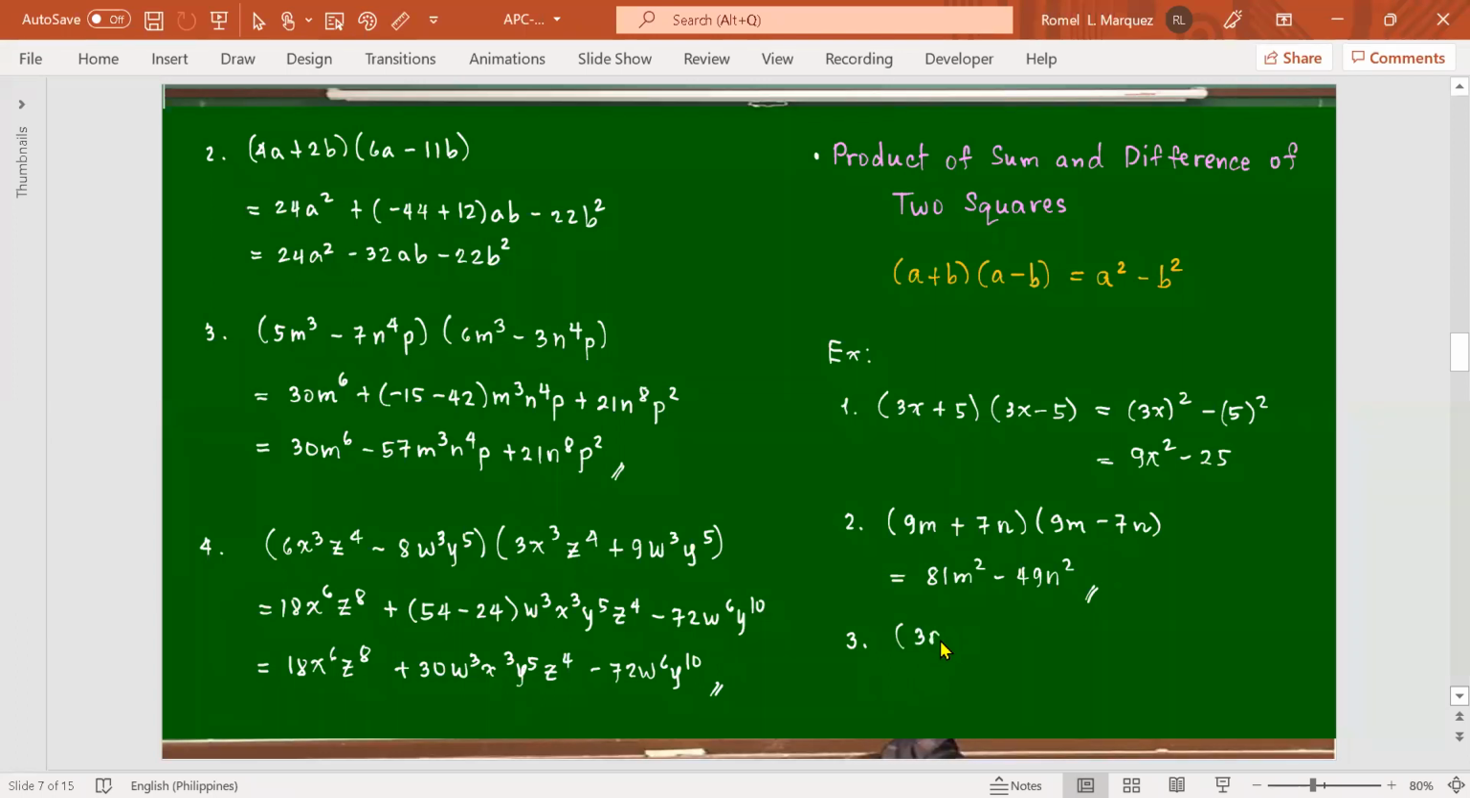3a squared minus 5b cubed multiplied to 3a squared plus 5b cubed. A minus b, a plus b form. That is the same as a plus b, a minus b rin. If you interchange, same na. I just square the first minus square of the second. Guys, am I correct, children?